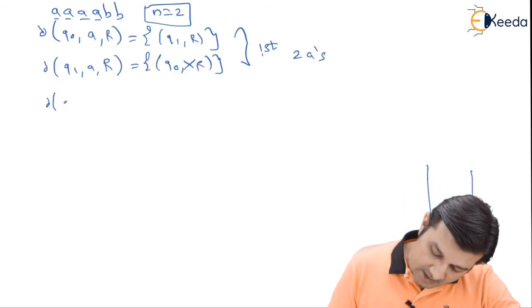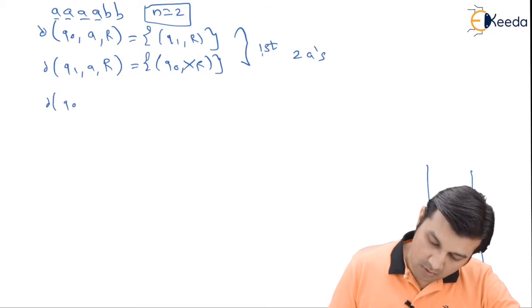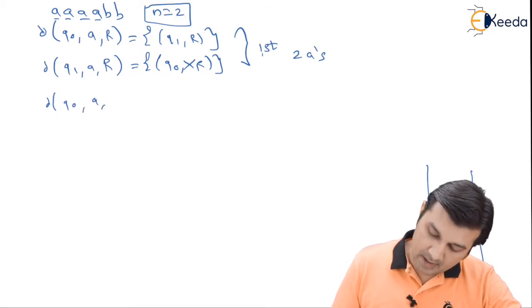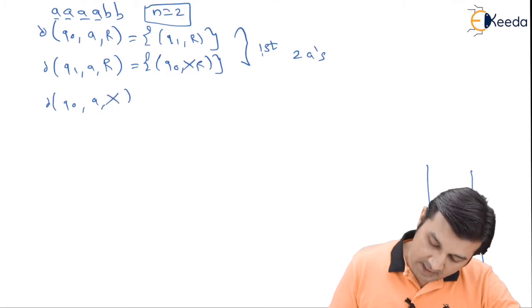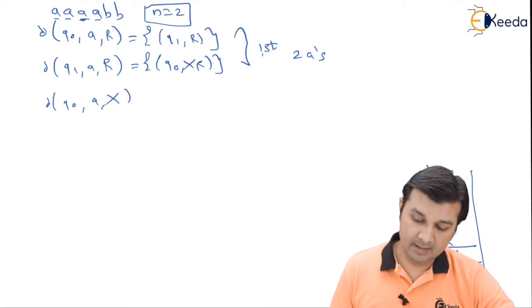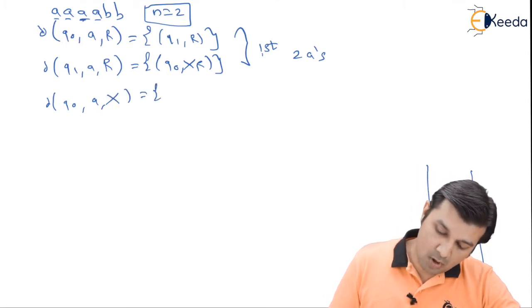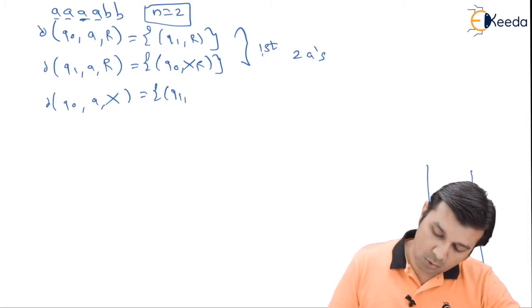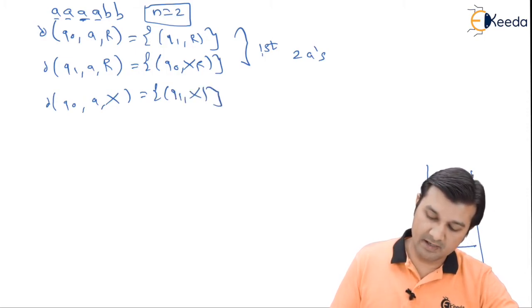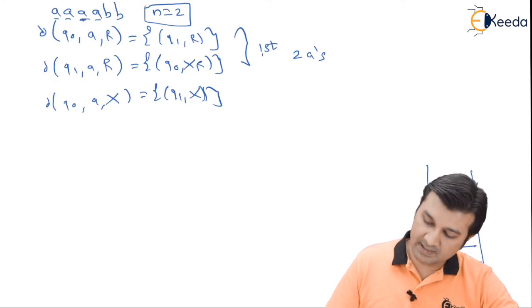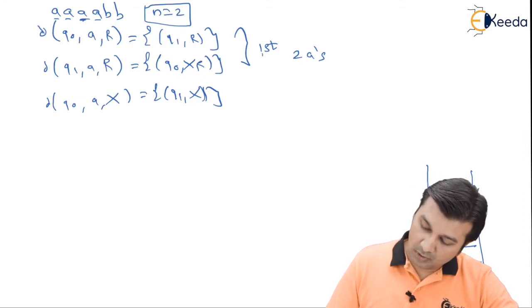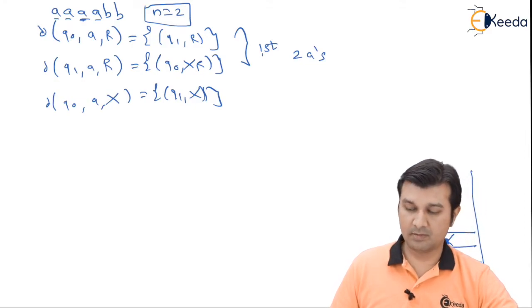I am in state Q0. I receive A, but the stack top is currently X. I'm talking about the third A. So I say go again to state Q1. Do not touch anything on the stack. Therefore Q1 comma X, and the stack remains as it is with only a single X pushed, of course.